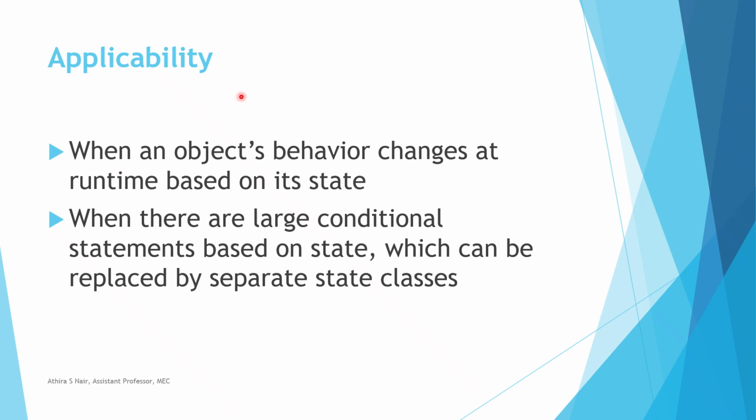First is an object's behavior depends on its state, and it must change its behavior at runtime depending on that state. Or operations have large multi-part conditional statements that depend on the object state, and this state is usually represented by one or more enumerated constants, and several operations will contain the same conditional structure. So the state pattern puts each branch of the conditional in a separate class, and this lets you treat the object state as an object, and it can vary independently from other objects. In these two cases, we can use state pattern.